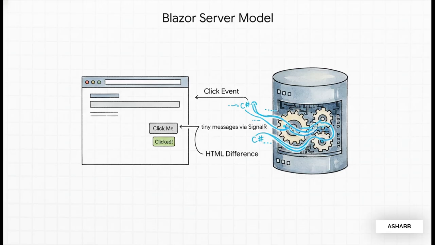But what about the other model, Blazor Server? This one's pretty cool. Here, all your C# code actually stays on the server. So when a user clicks a button on your site, a tiny little message gets zipped over to the server using this real-time connection called SignalR.